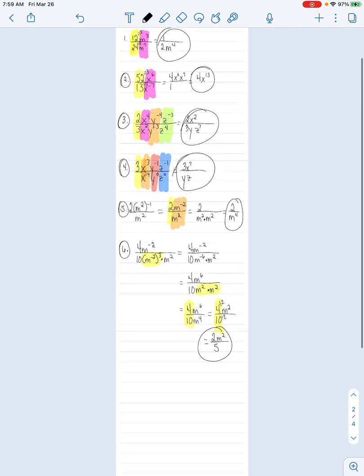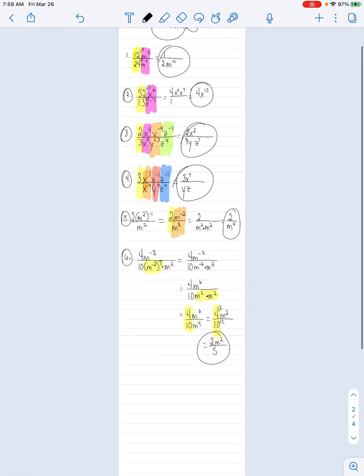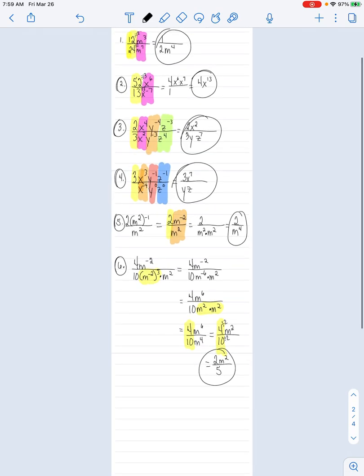So here's what I want you to understand. Whenever you are working with exponent problems, just take it a step at a time. Do what you can. Do what you can until you can't use any more rules, and that's how you simplify your answers.